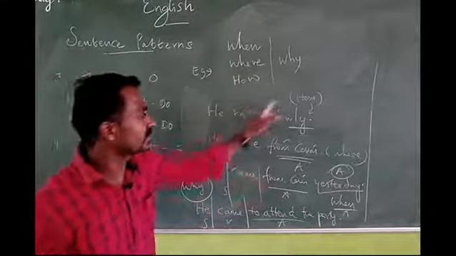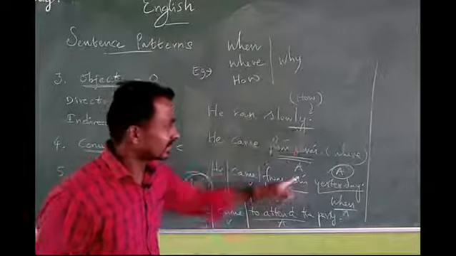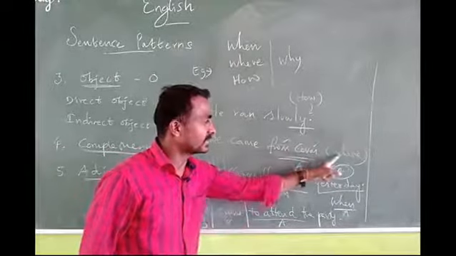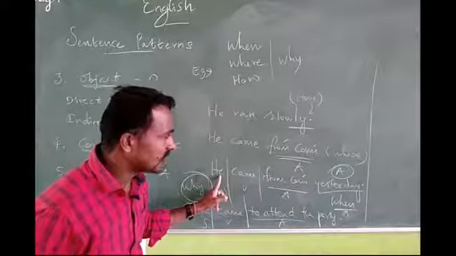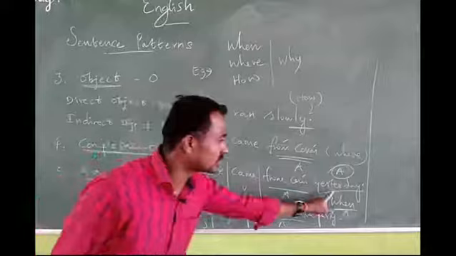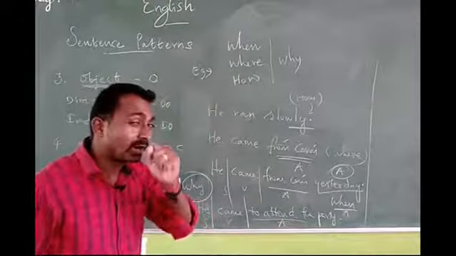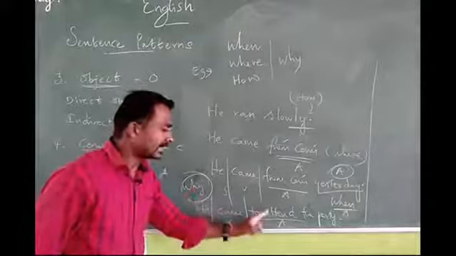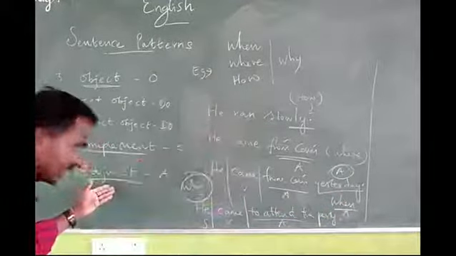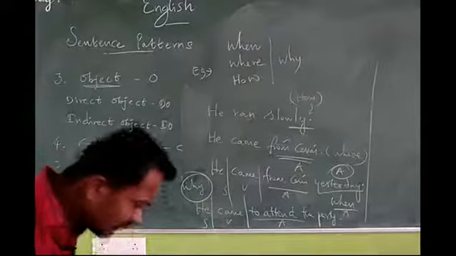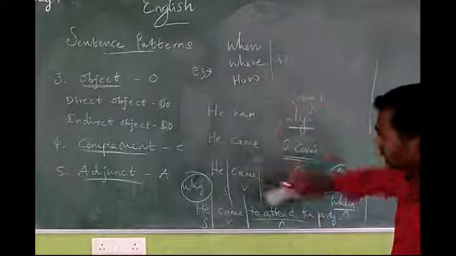Here the first question is how: how did he run? Slowly, the word ends with ly. Then where is the place, the preposition with the place: where did he come? From Coimbatore. Then here also, when did he come? Both are adverbials. And the last one is why did he come? To attend the party. It is also agent or adverb. This is the way of identifying adverbials.